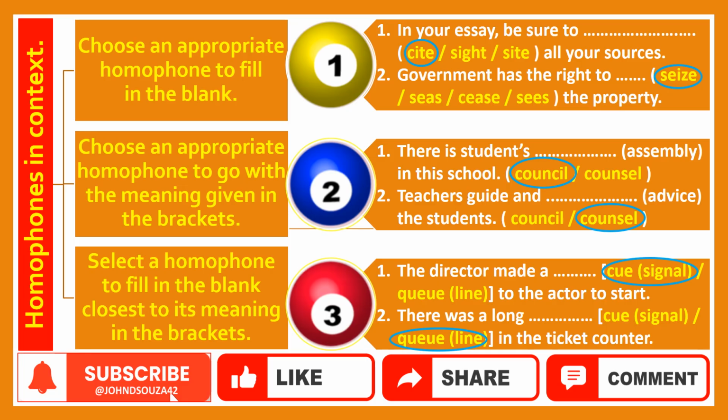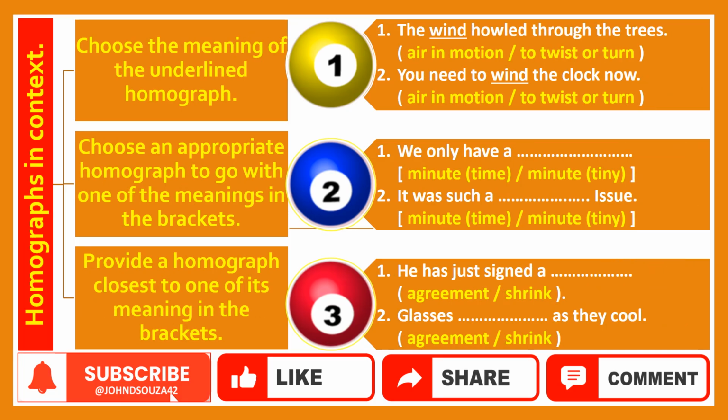Let's find out how stress and pronunciation signal meaning shifts in homographs. For the first set of sentences, wind as air and wind as turn. For the second set of sentences, minute as time and minute as tiny. For the third set of sentences, contract as agreement and contract as shrink.